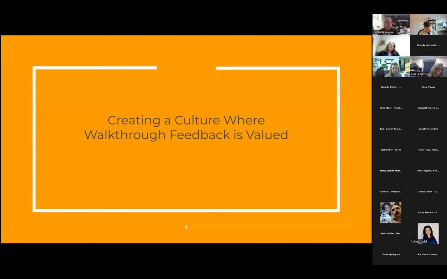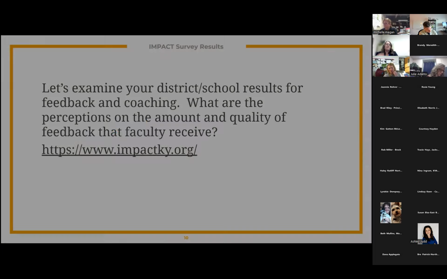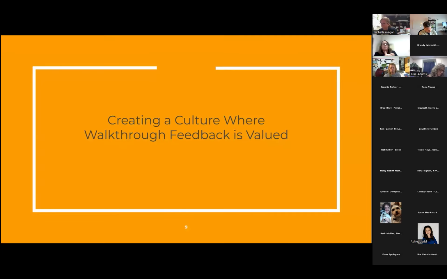So the first step as an administrator is you have to create a culture where feedback is valued. Some of us mentioned that we felt nervous about feedback, like when somebody comes to watch us teach, or we felt like it wasn't always something that would help us get better. Maybe it was just that checklist. So as a principal, your first task is to have a deep discussion with your teachers about feedback and what kind of feedback they're looking for.